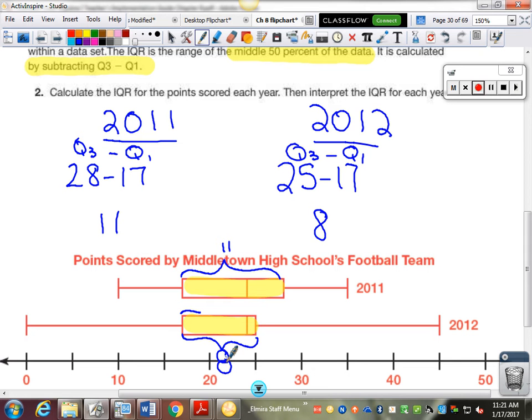Yes, they did better in 2011 overall, because their box went further out. It started at the same place, but they had more middle scores that are higher. But the fact that 11 is bigger than 8 says they weren't as consistent. So we can take away from this that 2012 is more consistent. Their data is a little bit more predictable, but they're not as good as the year before.